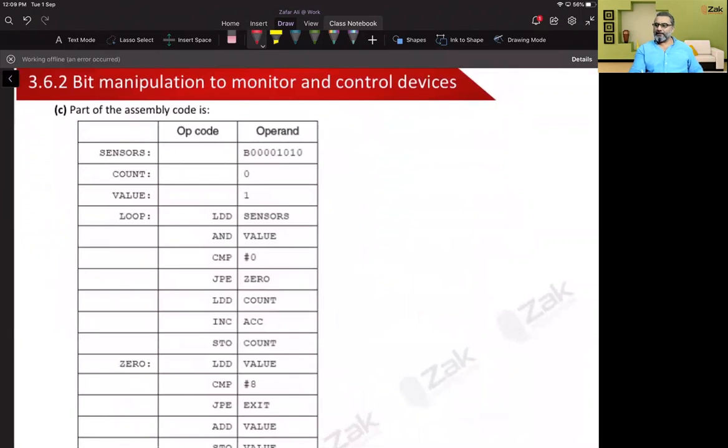So it says that this is the sensor location, this is the label. This is the count location, this is the value location. So the loop starts, load sensors. So what is that sensor? Sensors has B 1 2 3 4 1 0 1 0, and then it says to end it with the value. So 0 0 0 0 1 0 1 0, we have to end it with the value. So what is value? 1.